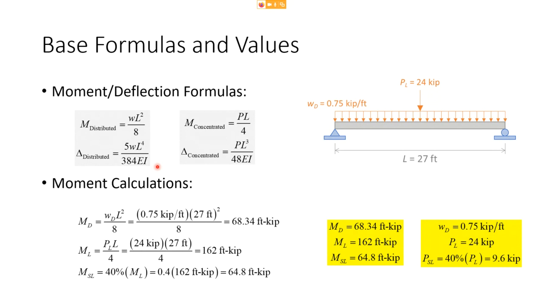So let's take a look at the moment calculations. For the moment for the dead load, that's the distributed load, so that's WL squared over 8, and that came out to like 68.3 foot-kips, so 0.75 times 27 squared over 8.